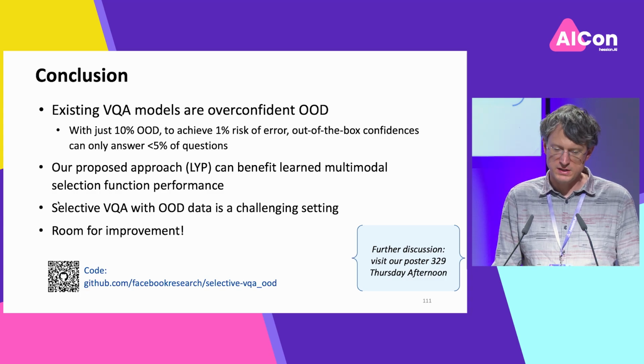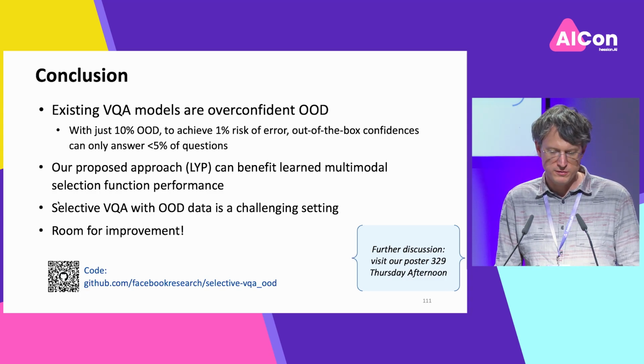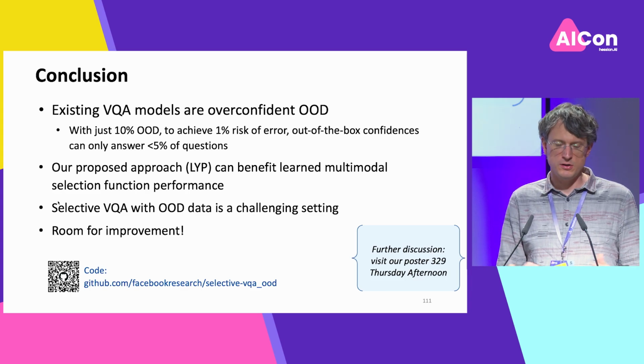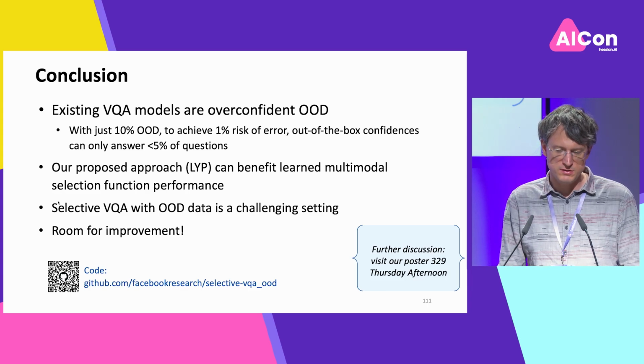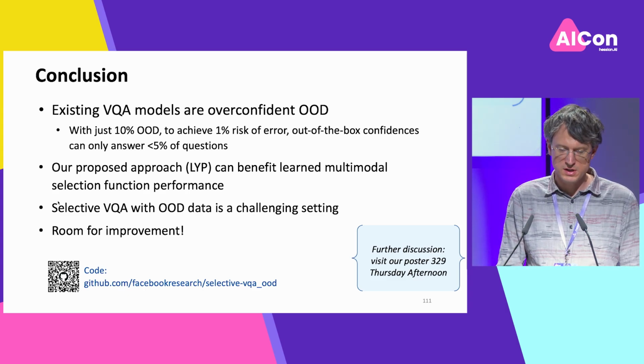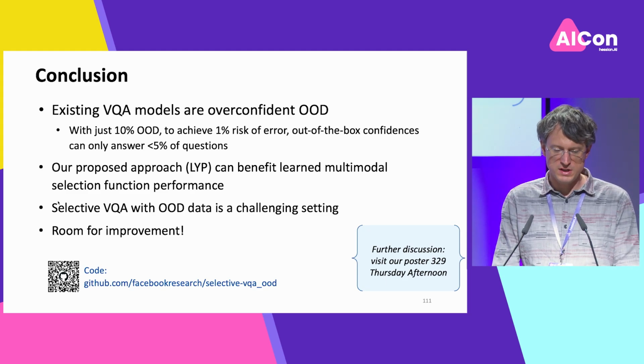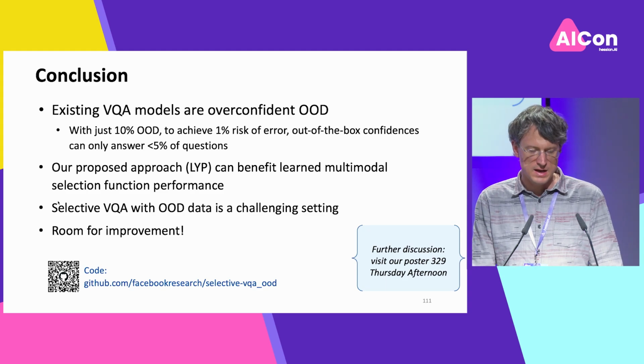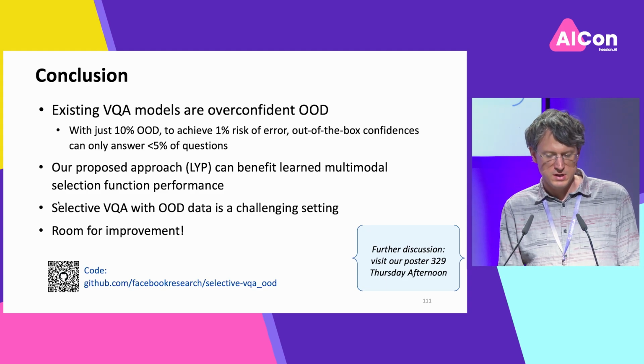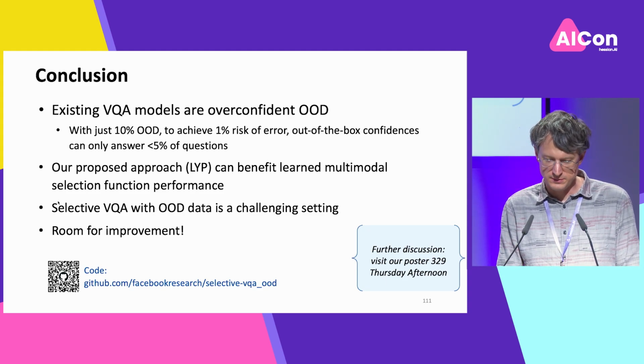So we found that existing VQA models are overconfident out of distribution: with just 10% out of distribution data, to achieve 1% risk of error, out of the box confidence can only answer less than 5% of the questions. Performance can benefit from a learned multimodal selection function, and selective VQA with OOD is still a very challenging setting.